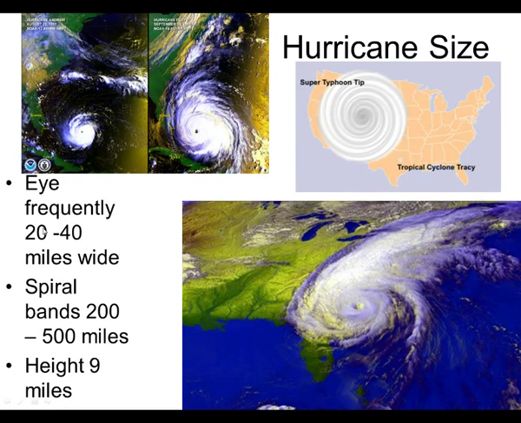So the eye, if you want to label it on the picture on the back of your sheet, is about 20 to 40 miles wide. The spiral bands extend outward maybe 200 to 500 miles, but again, they could be larger, as you see in Typhoon Tip here. And the height of a tropical cyclone is about 9 miles tall.